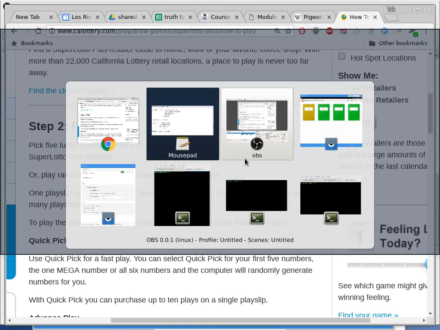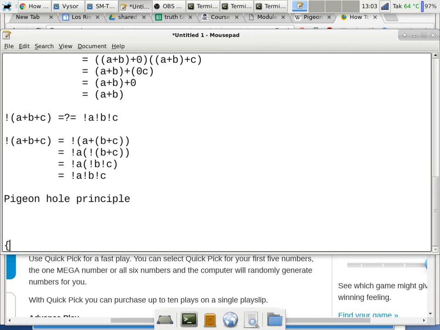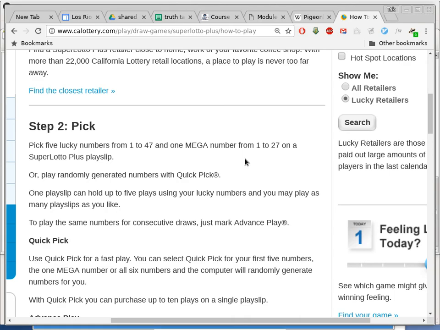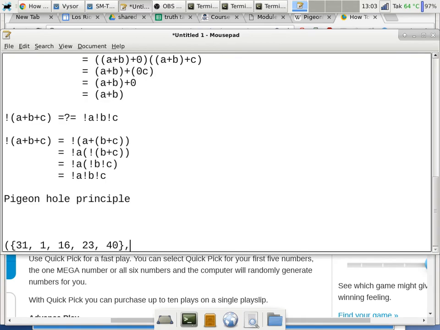Alright, so the best way to represent it is like this. I can pick the 5 lucky numbers, like 31, 1, 16, 23, and 40. And because I have to combine it with the Super Lotto number, I'm going to combine it with, let's say, 12. So this can represent a particular ticket, a slip. The first part is just a set. In other words, if I flip the order between 31 and 1, it's the same ticket. It's the same slip. Consider it the same.